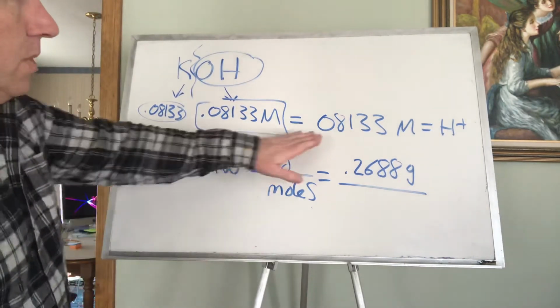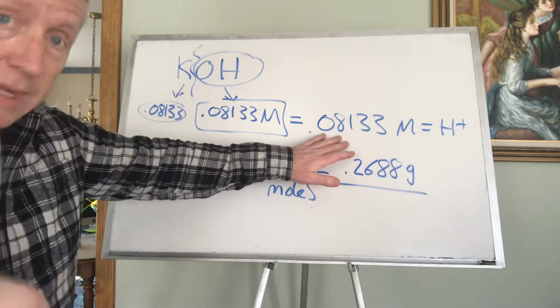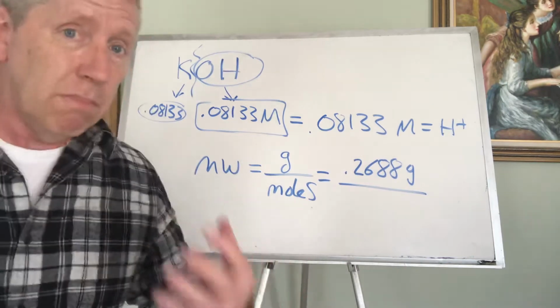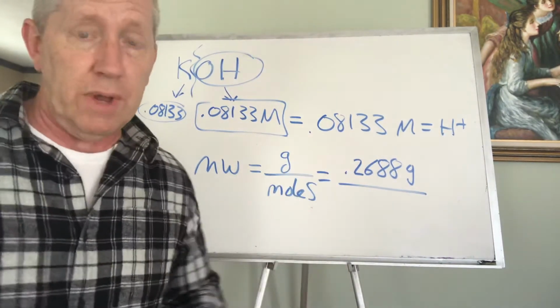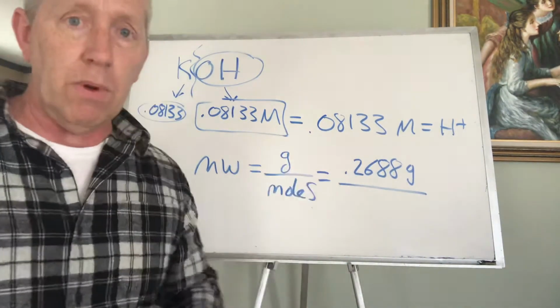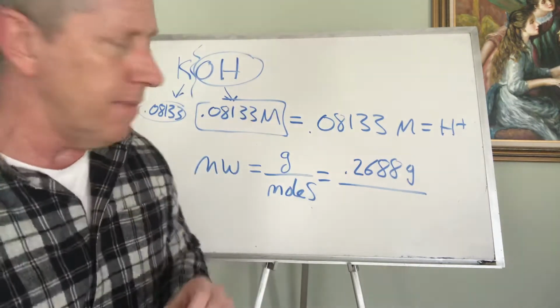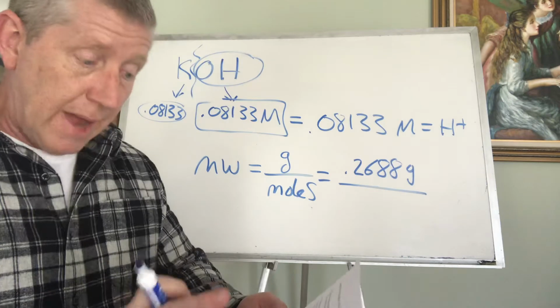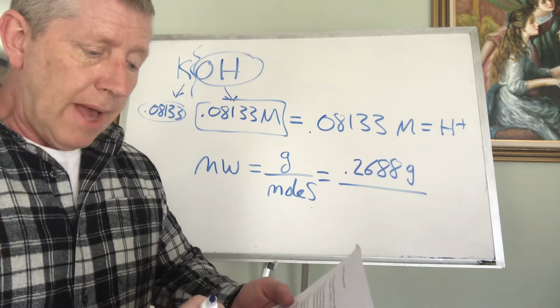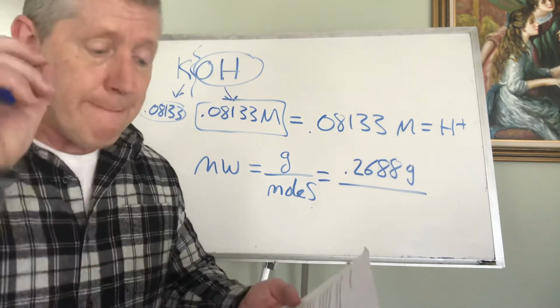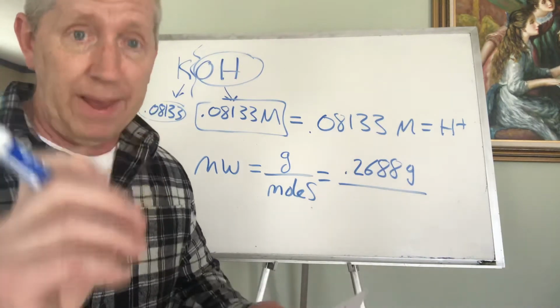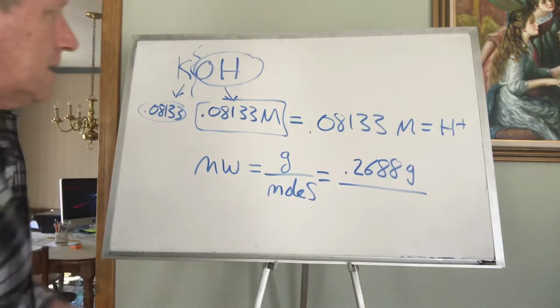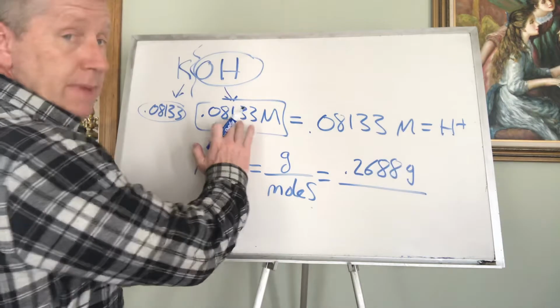Now this molarity is moles per liter. It's not the amount of moles unless I had a liter of solution. If I had a liter of solution, this would be the amount of moles per liter. But I don't have a liter. If I remember from the problem, it said the acid neutralizes 16.4 milliliters of the base. So 16.4 milliliters of the base was the amount that I had.